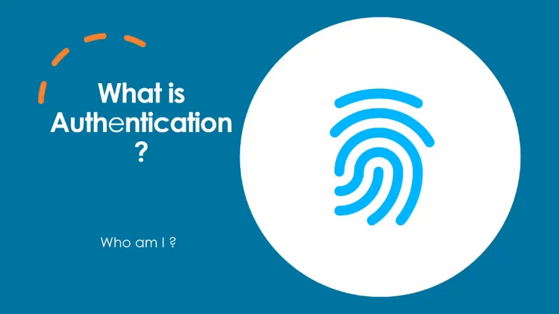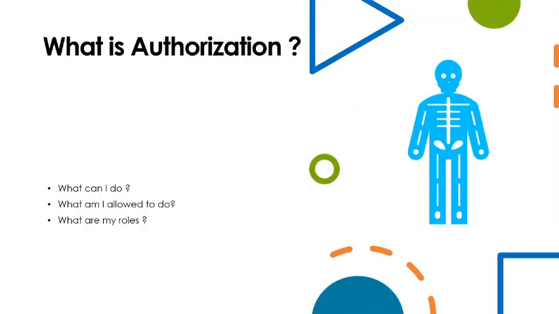Let's go. So, if you don't know what is authentication, simply it's about who am I. So, it's just to verify who you are, and authorization is what can I do, what am I allowed to do, and what are my roles. So all these three sentences mean the same thing, but yeah, this is what you can say.